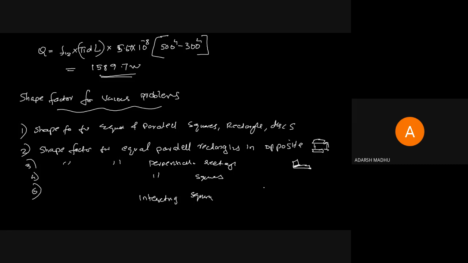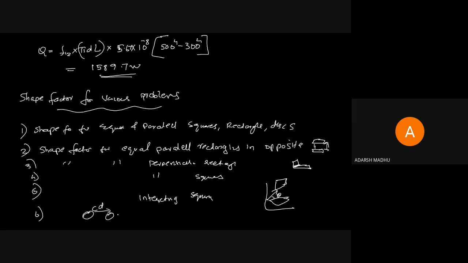Intersecting squares means one is in a plane in the XY side and the other is in a particular space, arranged at a particular theta degree. And the last section is parallel spaced spheres, spheres at a particular distance. These are the particular conditions given in the data book, conditions 1 to 6.